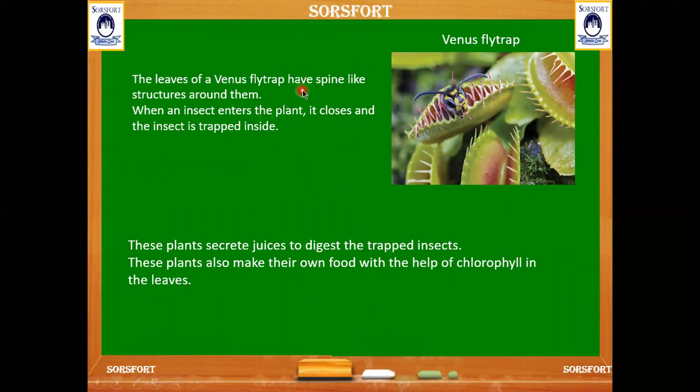The leaves of the Venus flytrap have a spine-like structure around them. Here you can see the spine-like structure around the leaf. When an insect enters, the leaf closes and traps the insect automatically. These plants secrete a juice to digest the trapped insects. These plants also make their food with the help of chlorophyll in the leaves, and also feed on insects.